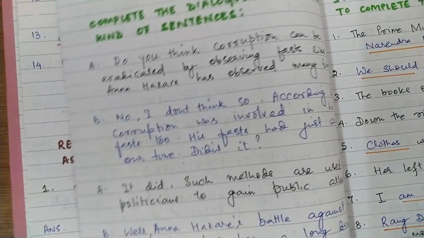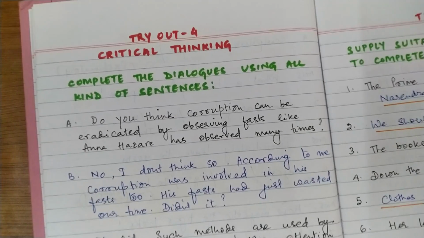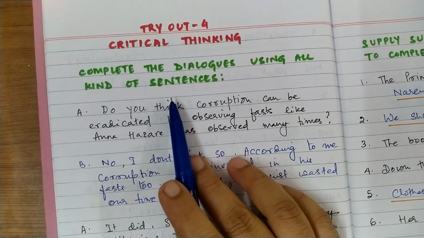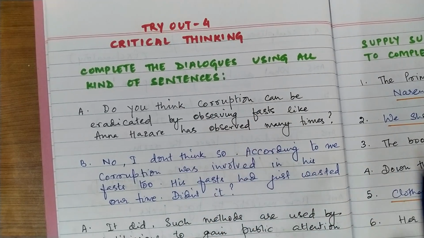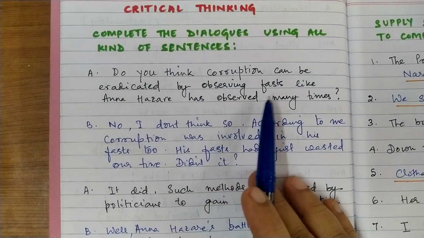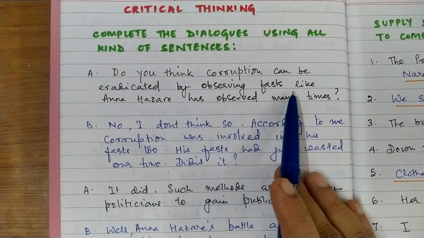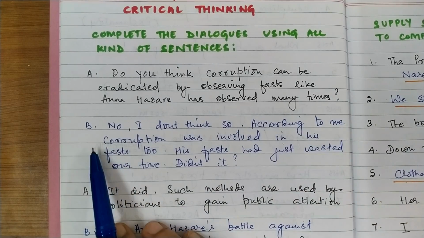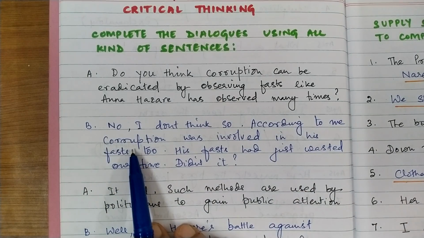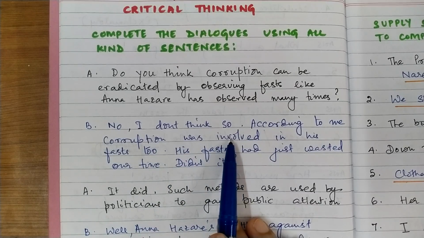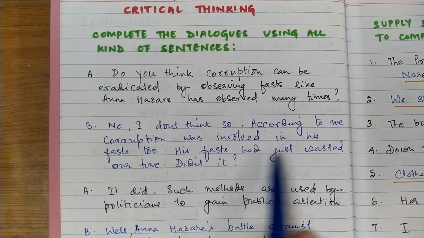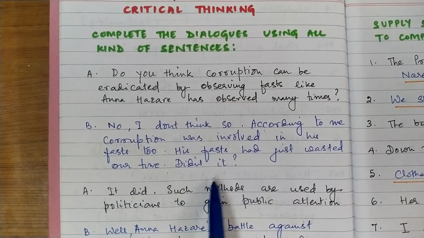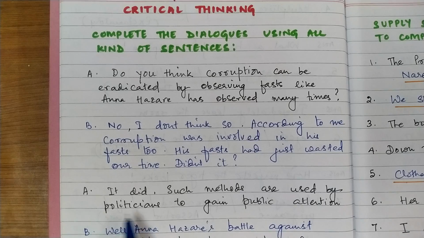Next, children, tryout 4 is critical thinking. Complete the dialogues using all kinds of sentences. Now person A is asking, do you think corruption can be eradicated by observing fasts like Anna Hazare has observed many times? Question mark. Now person B is saying no, and he says, I don't think so. According to me, corruption was involved in his fasts too. His fasts had just wasted our time, didn't it? Question mark. A says, it did.